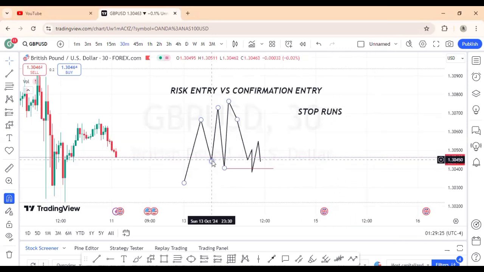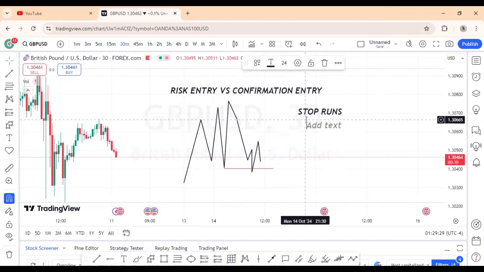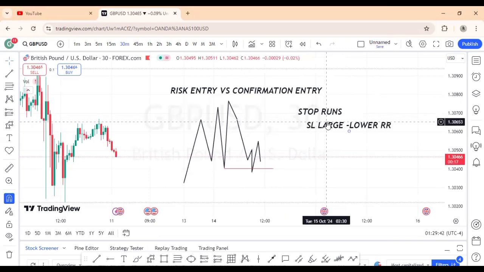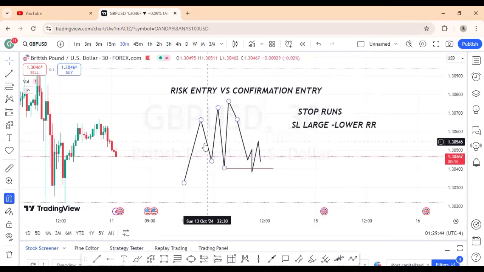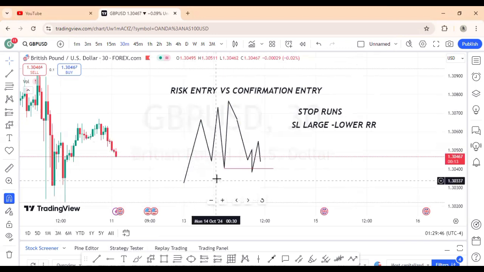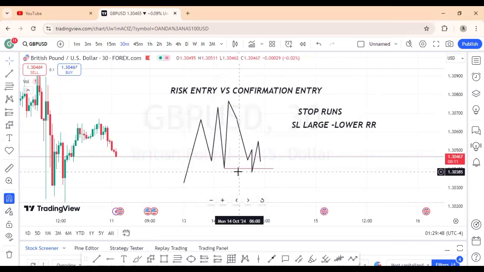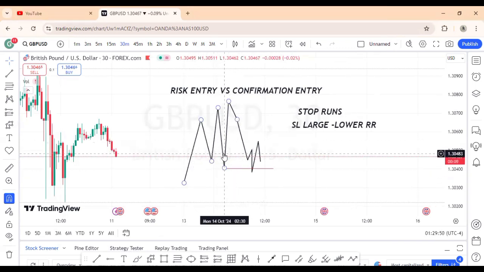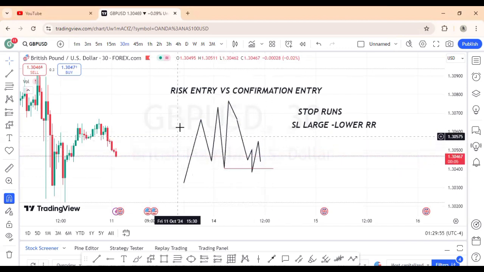Another challenge that risk entry people face is that sometimes the stop loss can be very large, right? If you want to be a risk entry taker, you might be using a very large stop loss, which will lead to a lower RR, right? Because if you're using a risk entry, you have to put a stop loss all the way below the low. Maybe this is a 1 hour time frame. You have to place your stop loss all the way down so that price does not take you out.